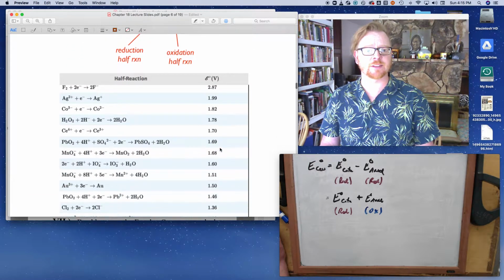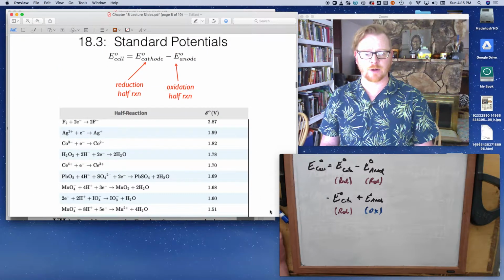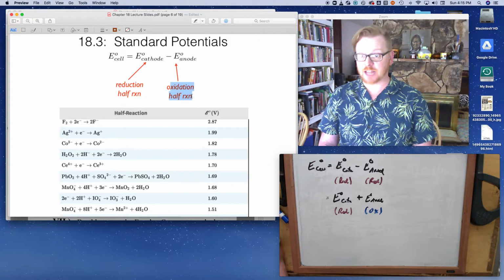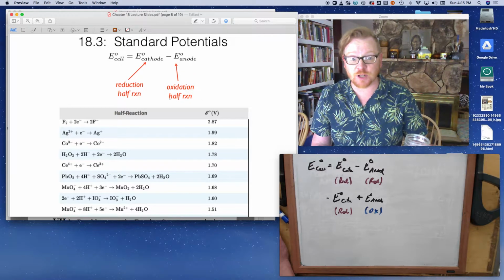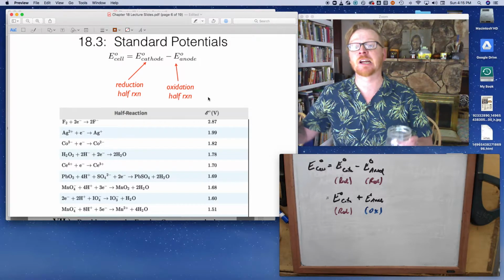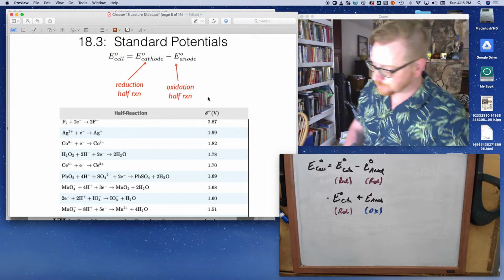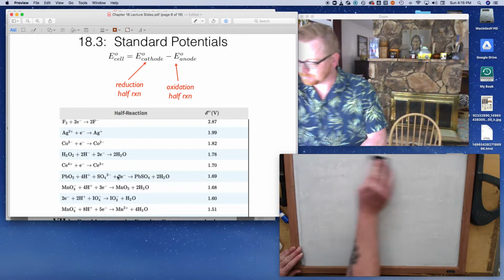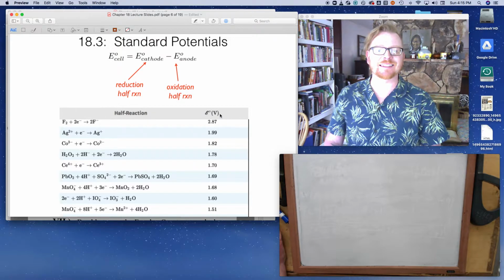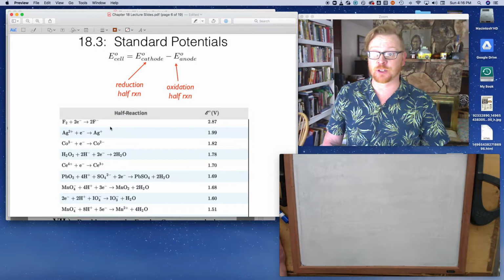So here is a big table of data. You can see there's a whole bunch of reactions. The first thing that I want to point out: I've got the equation, reduction half reaction, oxidation half reaction, but this is the standard reduction potential of the oxidation half reaction written as a reduction reaction. I'll give you an example. If I look here at this fluorine reduction reaction, it says that it's 2.87 volts for this reaction to run as a reduction.